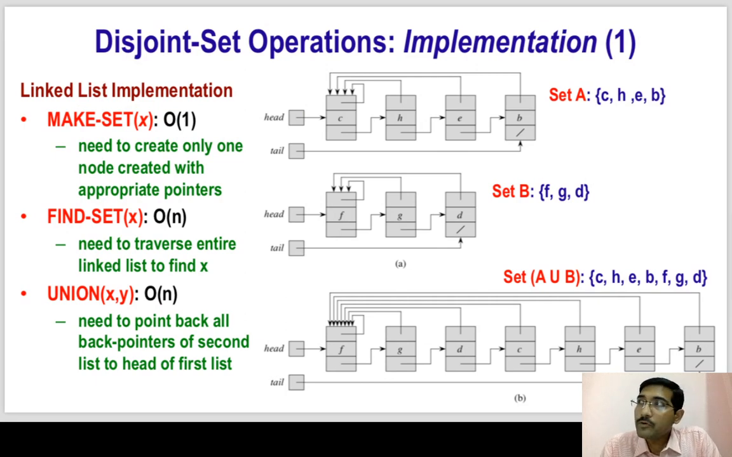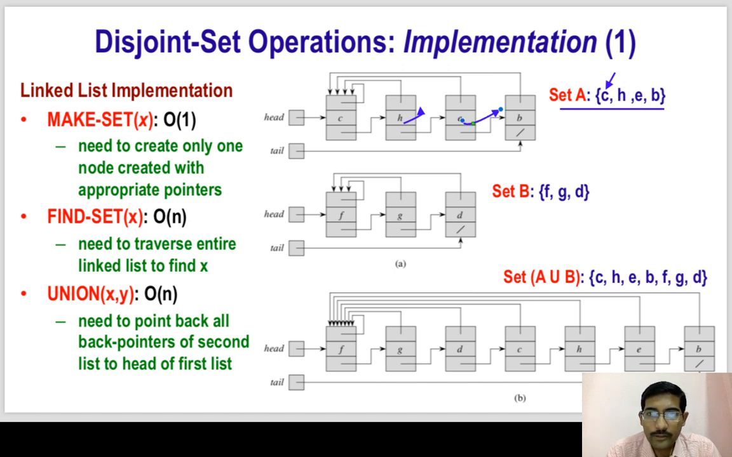Let us first think about a simple implementation of the disjoint set operations using a linked list. Suppose we have a set A with 4 elements C, H, E and B, and C is the representative of this set. We have a linked list where C points to H, H points to E, E points to B, and so on.